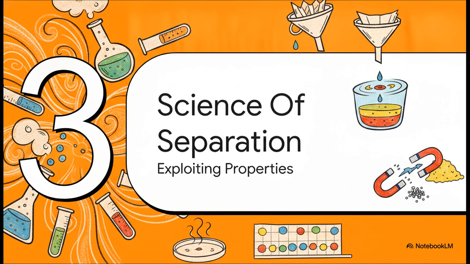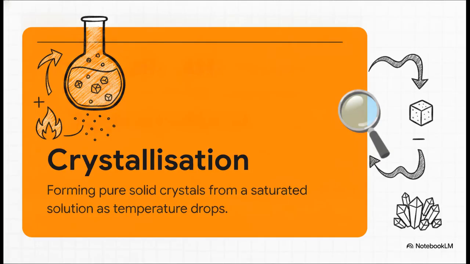All right, Section 3, the science of separation, exploiting physical properties. First up in our lab is crystallization. By definition, this is a method for separating a pure solid from a saturated solution. But what is the actual physical property we're exploiting here? Well, it's temperature-dependent solubility. Simply put, most solids dissolve way better in hot liquids than they do in cold ones.